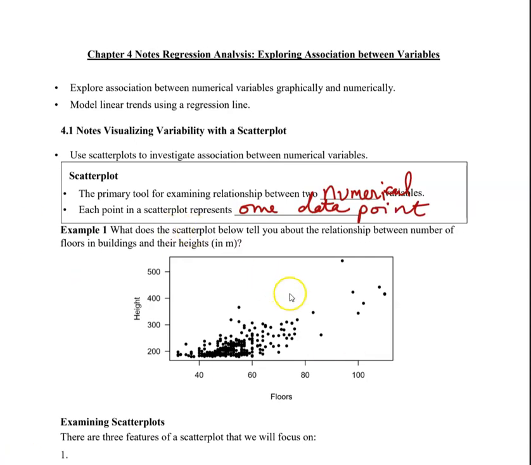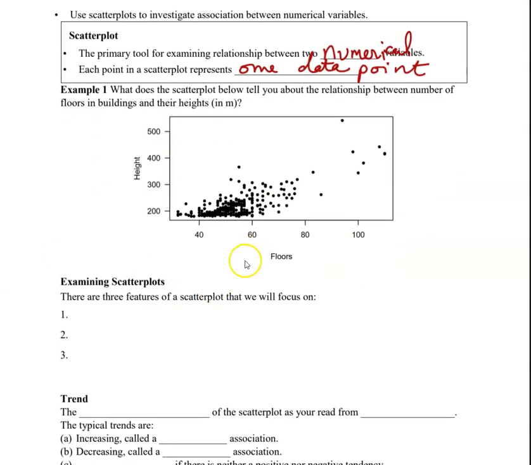What does the scatterplot tell you about the relationship between the number of floors in the buildings and the heights of the buildings? So you want to think about, as you read the graph from left to right, what is the trend? What is the relationship that you see? It looks to me like in this graph, as the number of floors goes up this way, the heights of the buildings also tend to go up. And there's some exceptions to that, but generally that's the trend. It's an upwards trend this way as you go from left to right.